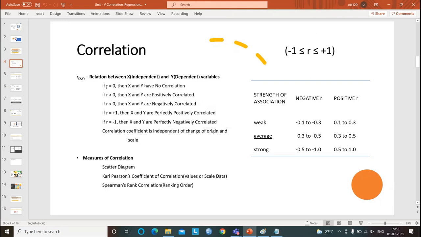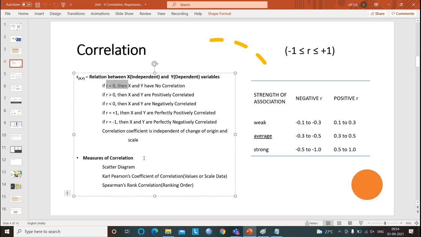Okay, now if r is equal to 0, that means I have found out the correlation between x and y, and I got the r value as 0. Then x and y have no correlation. Now next one, if r is greater than 0, then x and y are positively correlated. That means if you are getting a positive answer like 0.2, 0.3, 0.7, 0.98, 0.99, then we say that x and y are positively correlated. If r is less than 0, that means minus 0.1, minus 0.3, minus 0.52, whatever the answer you are getting, then we say that x and y are negatively correlated.